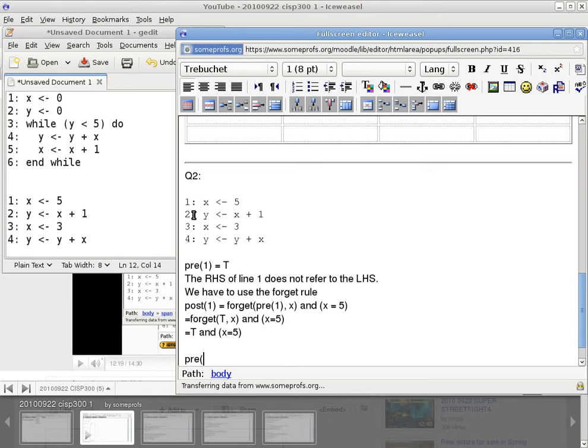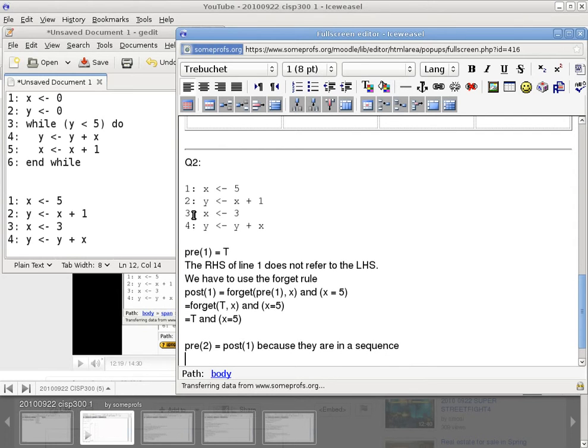So you want to say pre2 equals post 1 because they are in a sequence, okay? Because there are times where line 2 and line 1 are not related by a sequence, okay? Because line 2 can be inside a conditional statement, and line 1 is the beginning of the conditional statement. So in that case, you cannot say pre2 equals post 1 because the concept of being in a sequence does not apply in that case. So this is kind of significant because in this case we can do it only because they're in a sequence.